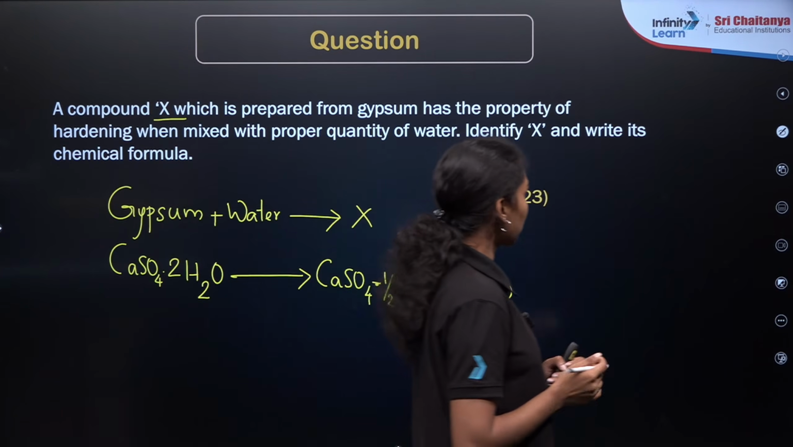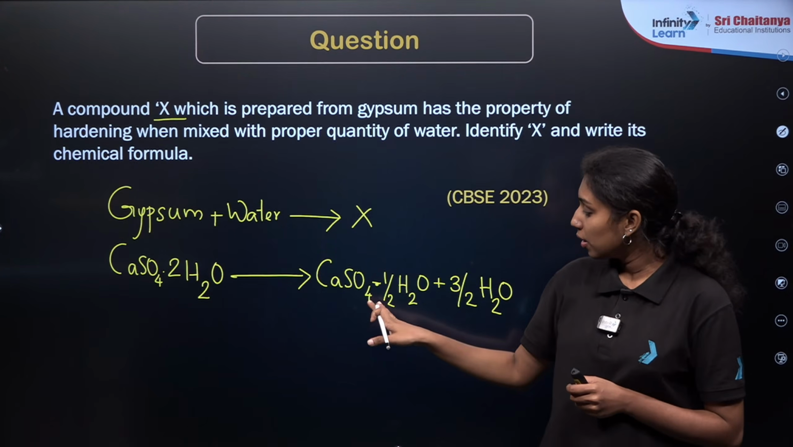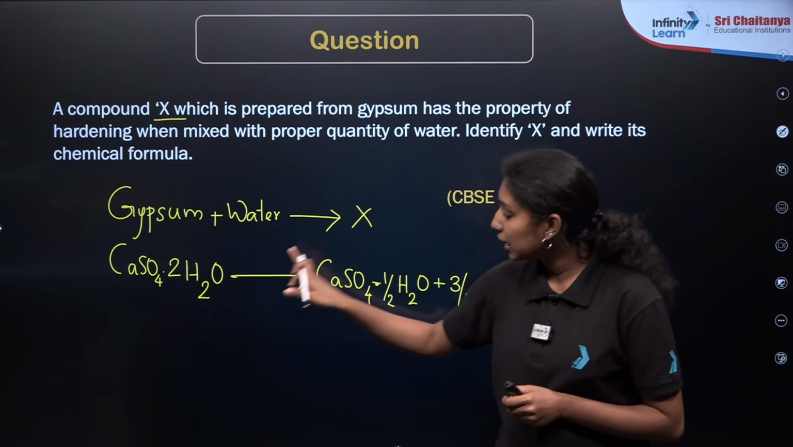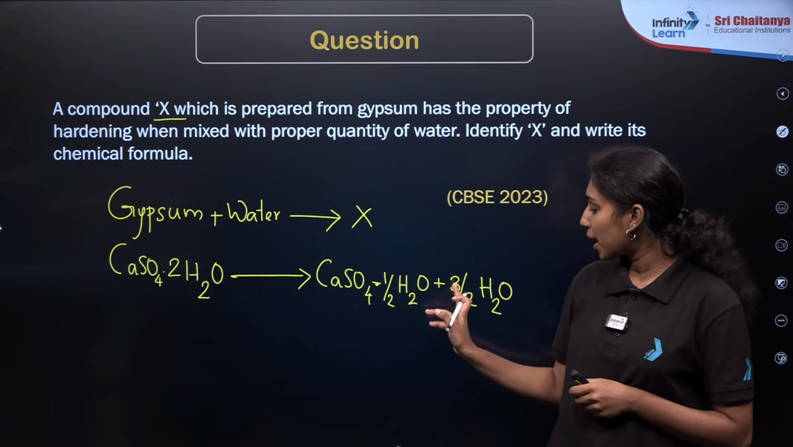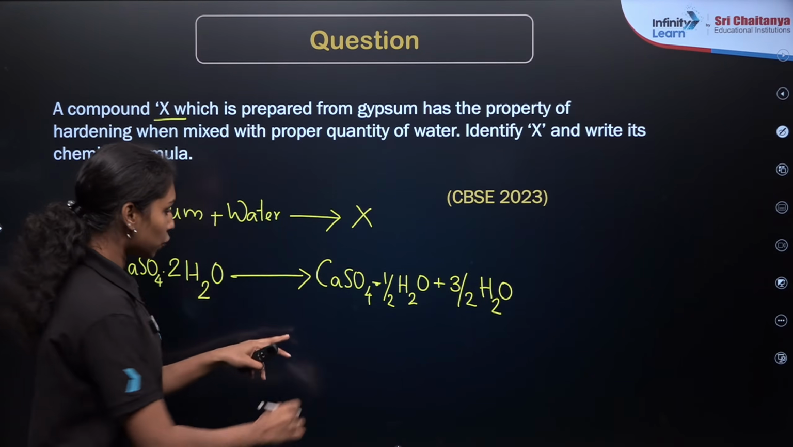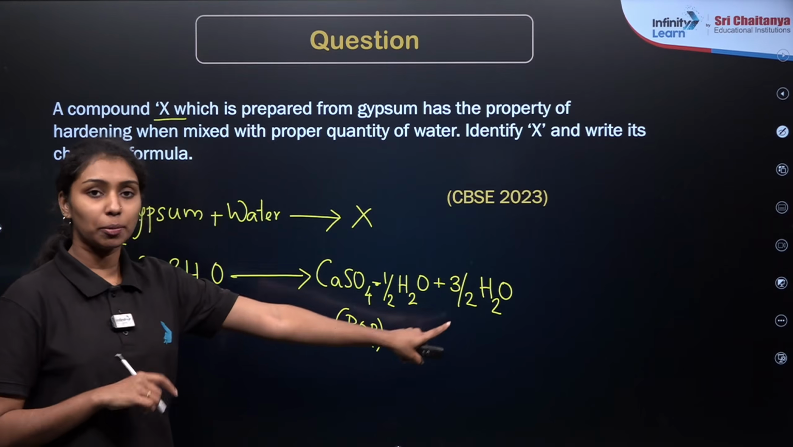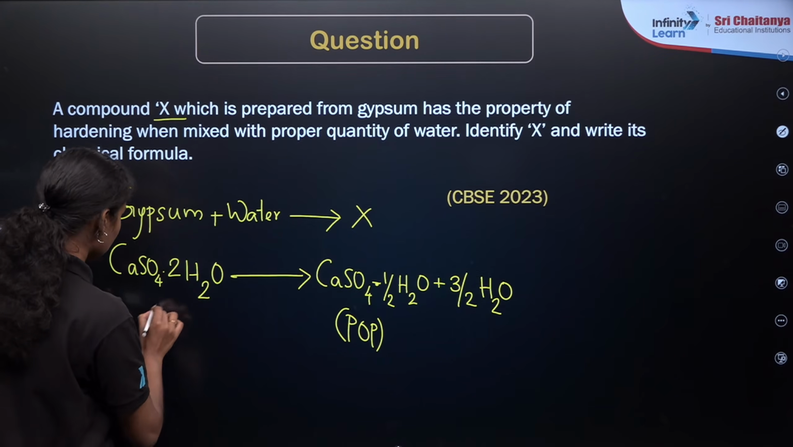Is that clear? This is the chemical formula. This one is the gypsum. Whenever gypsum is heated, it will form the corresponding plaster of Paris plus water. Clear? This is the plaster of Paris and this is the gypsum. The remaining will be the water molecule here, 3/2 water molecule, right? So this is the gypsum.